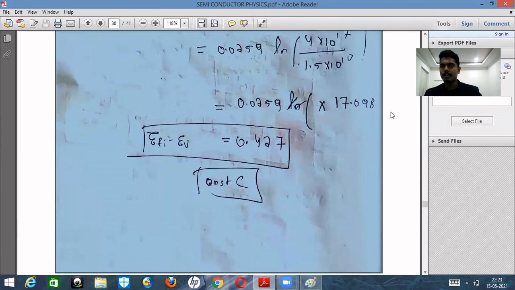Yes, right. So these are some of the problems which have appeared in previous GATE examinations regarding the Fermi level. Okay, so practice more and more bits from your materials and all that.